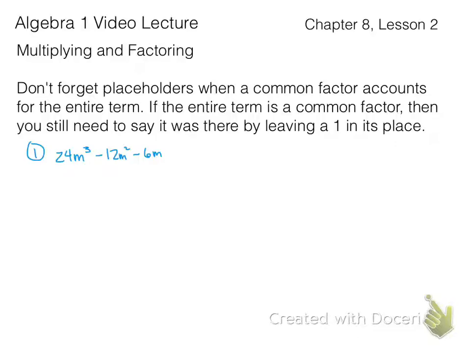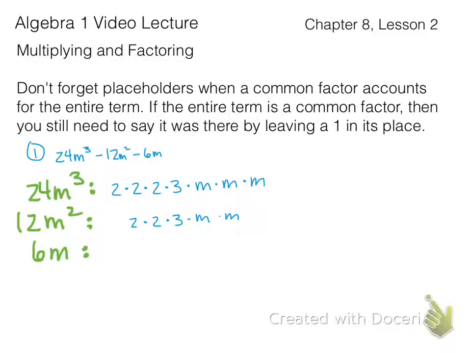So again, don't forget your placeholders. That's the big message of right now. So let's go ahead and do some common factors. So 24m to the third would be 2 times 2 times 2 times 3 times m times m times m. 12m to the second would be 2 times 2 times 3 times m times m. And 6m would be 2 times 3 times m.